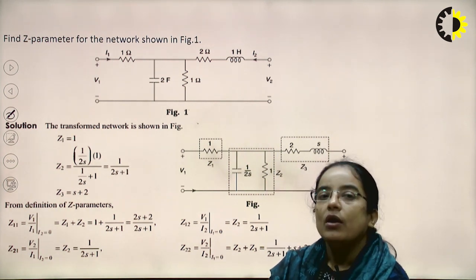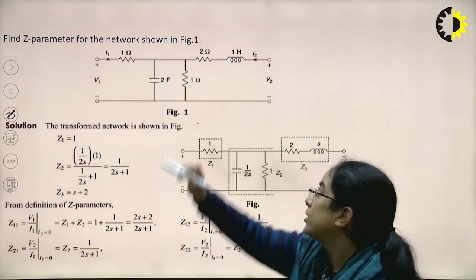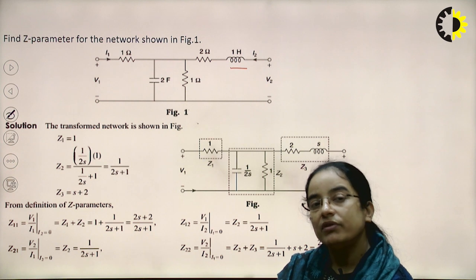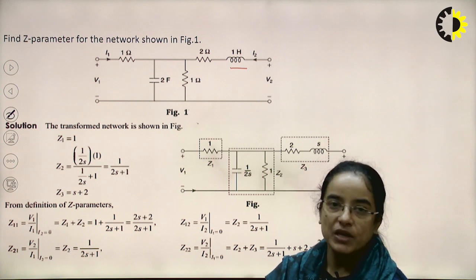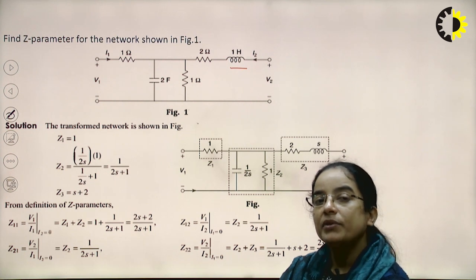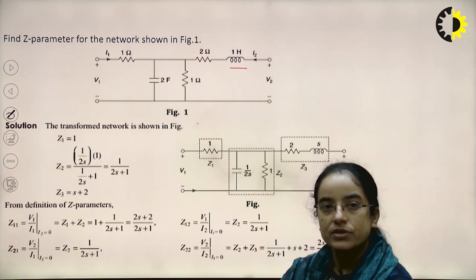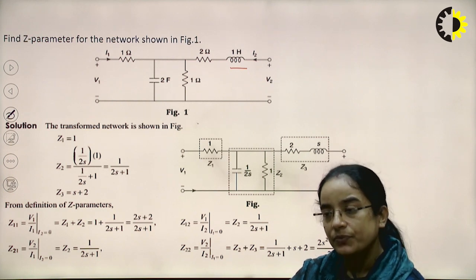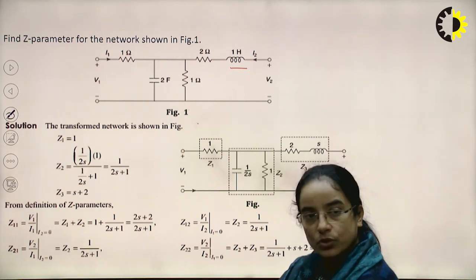Okay, and an inductor of 1 Henry is also there in the network. So first, we will transform the network into the S domain, so that we will have all the reactance terms and the resistance terms. Then we can write the equation, the KCL equation or KVL equation.